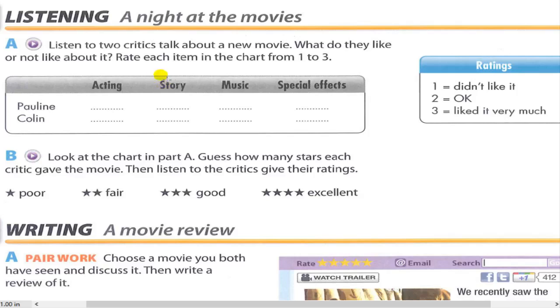Acting, story, the story is good or bad, music, special effects. The ratings: 1, didn't like it. 2, okay. 3, like it very much. So we'll write 1, 2, or 3. Page 90, Exercise 12. Listening. A Night at the Movies. Part A. Listen to two critics talk about a new movie. What do they like or not like about it? Rate each item in the chart from 1 to 3.